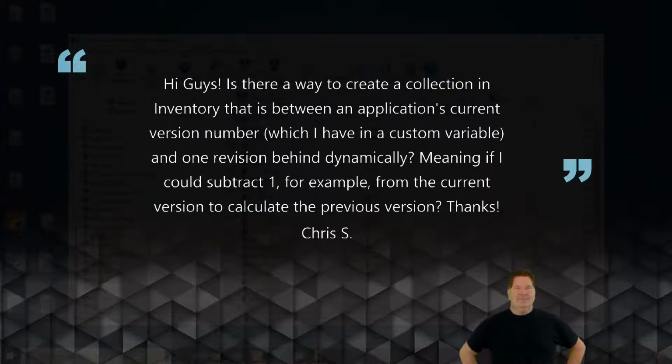Hi, guys. Is there a way to create a collection in inventory that is between an application's current version number, which I have in a custom variable, and one revision behind, dynamically? Meaning, if I could subtract one, for example, from the current version to calculate the previous version. Thanks, Chris.